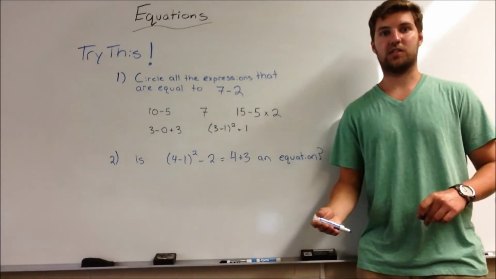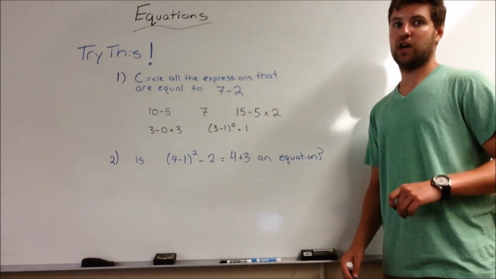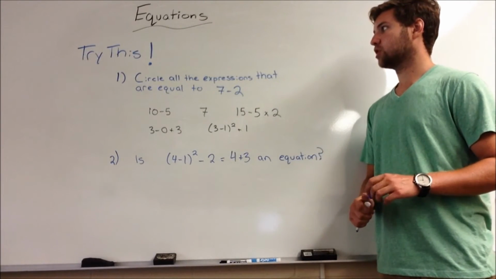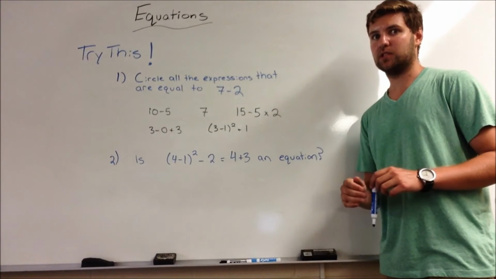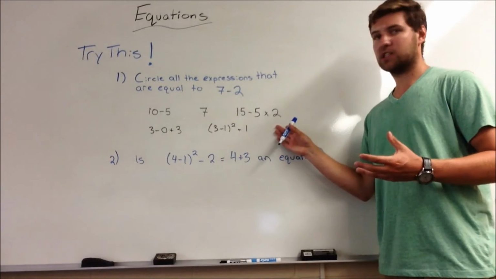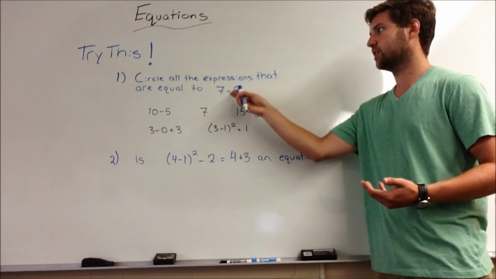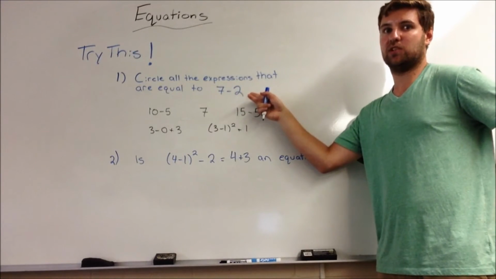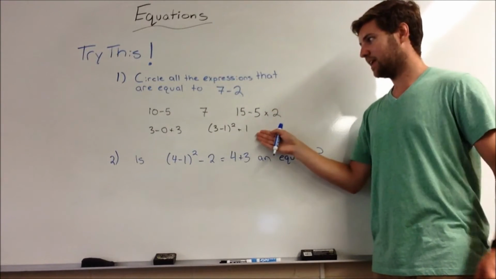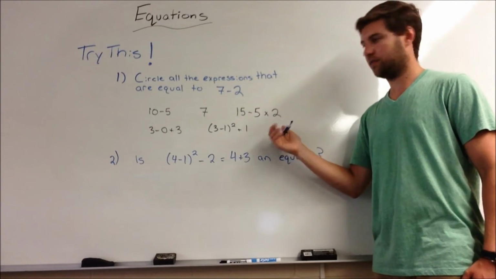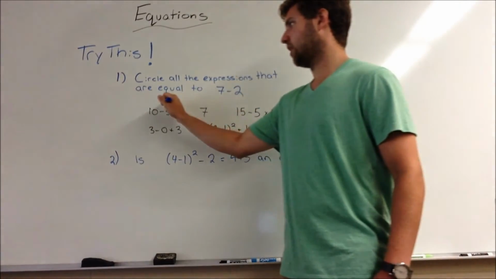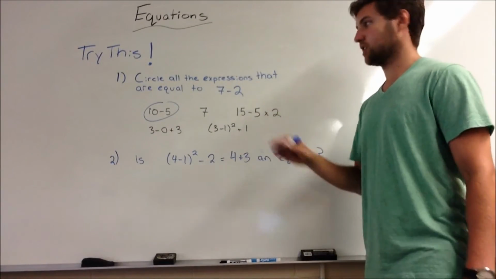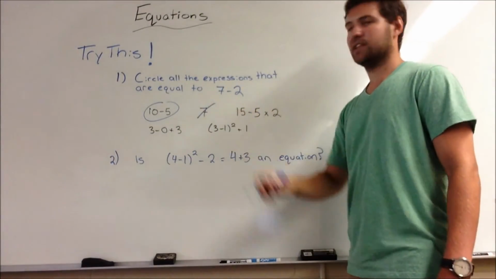Alright, we've got a chance to pause and try this. Let's look at the first question together. We want to circle all the expressions that are equal to 7 minus 2. So which of these expressions could we create an equation with this as one of our expressions? So we know 7 minus 2 is equal to 5. So we're looking for any of these expressions that are also equal to 5. So 10 minus 5 is equal to 5. So that would be the same as this expression. 7 isn't equal to 5.